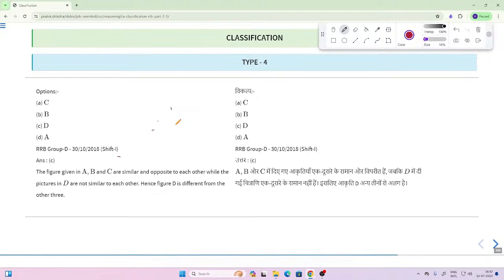In figure ABC, they are similar and opposite to each other, while the figures pictured in D are not similar to each other at all. Hence figure D is different from the other 3.